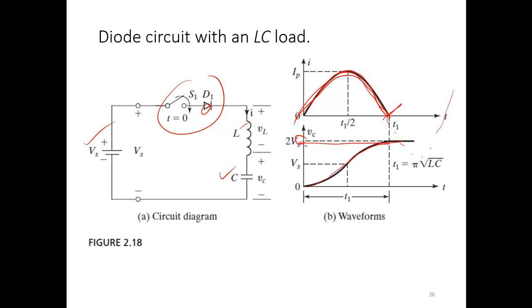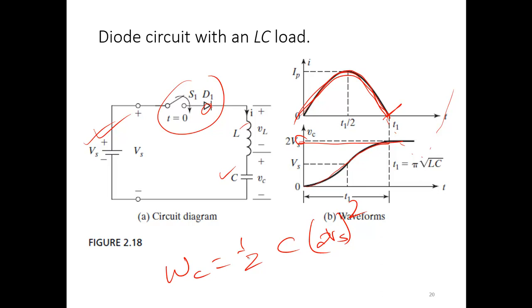Like if the battery VS is 100 volts, the capacitor will charge to 200 volts. After about T1, which will be pi root LC, half of the resonance period of that circuit. You see the beauty of having power electronics: you can transfer energy from the supply to this capacitor, and the capacitor will be charged to twice the voltage. How much energy will the capacitor have? Half C V square. How much is the V? You've got 2VS square. That is the energy of the capacitor we're going to transfer, and the capacitor will store this energy.